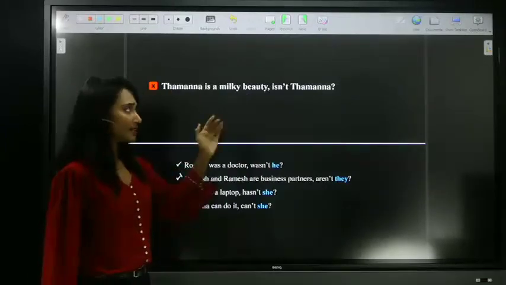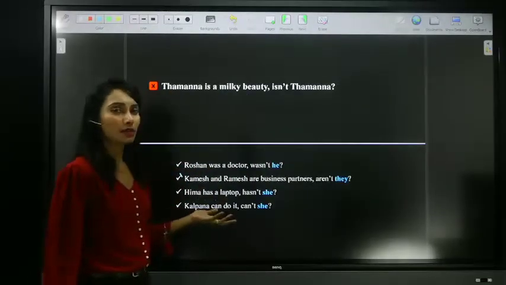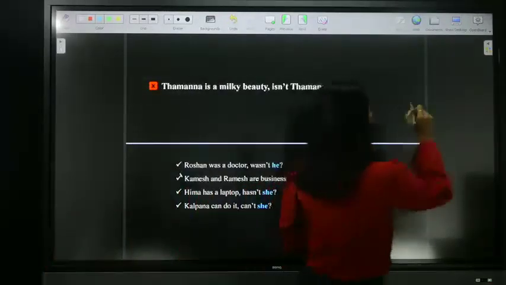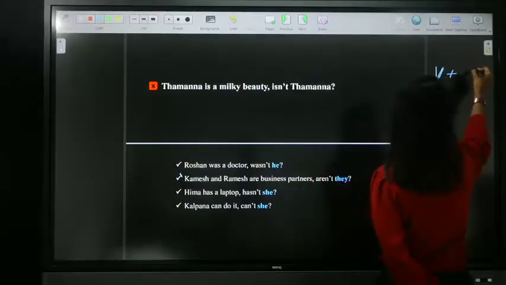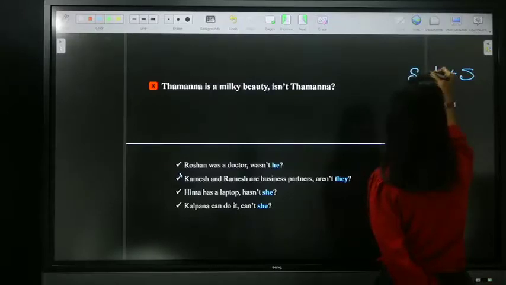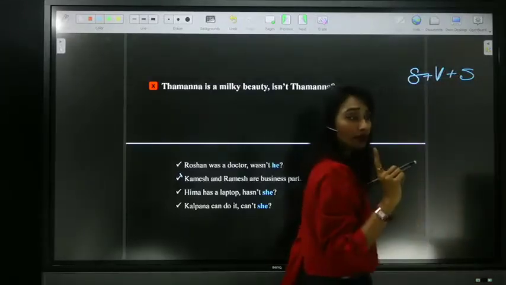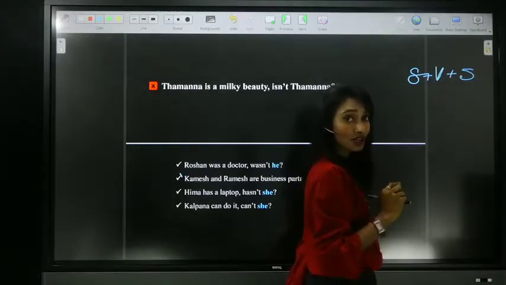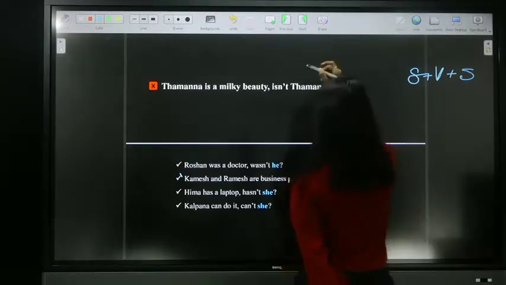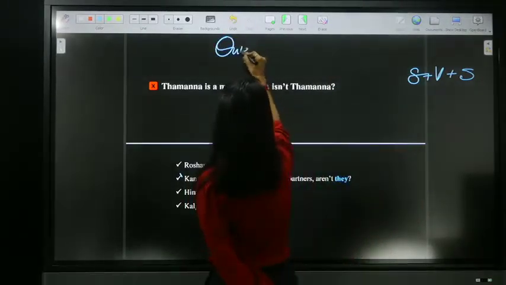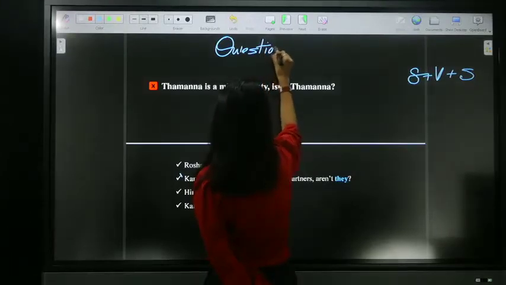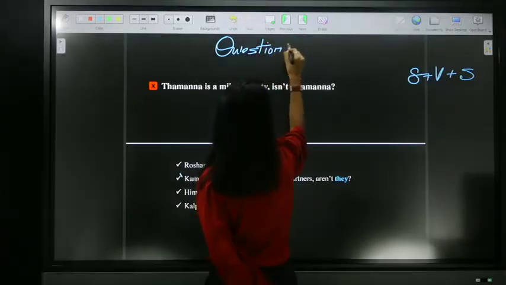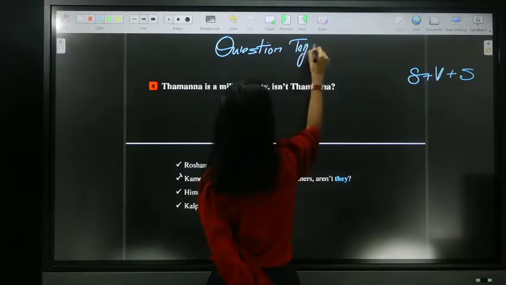Tamanna is a milky beauty. Isn't she? I have taken an actress's name here, of course. So Tamanna is a milky beauty. Isn't she? I told you we use the subjective case after a verb only in three cases, right? One, verbs with incomplete predication. Two, in an if clause with an imaginary condition. Three, question tags. So here, this is the concept of question tags. It's a concept of question tags.